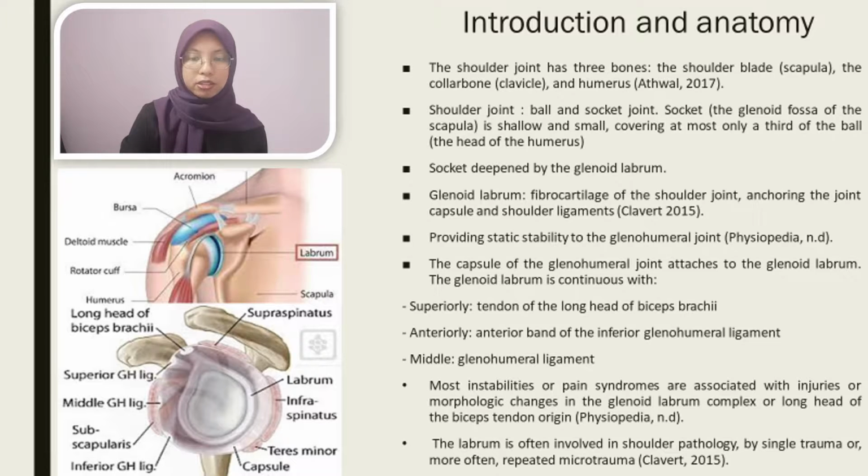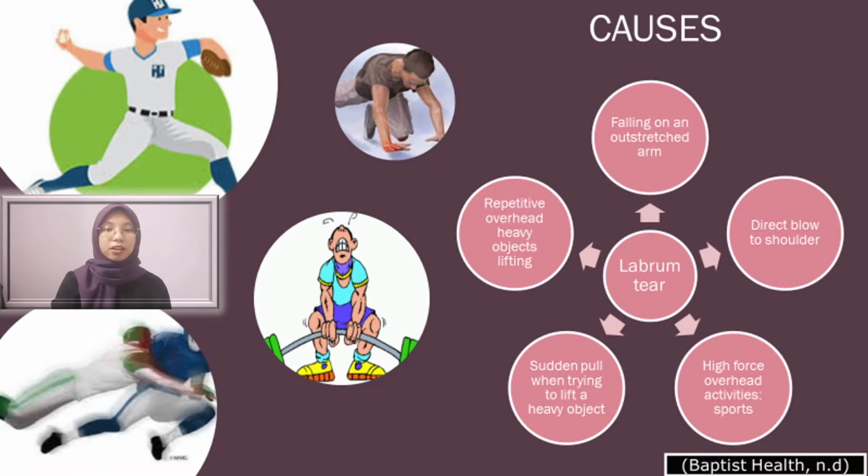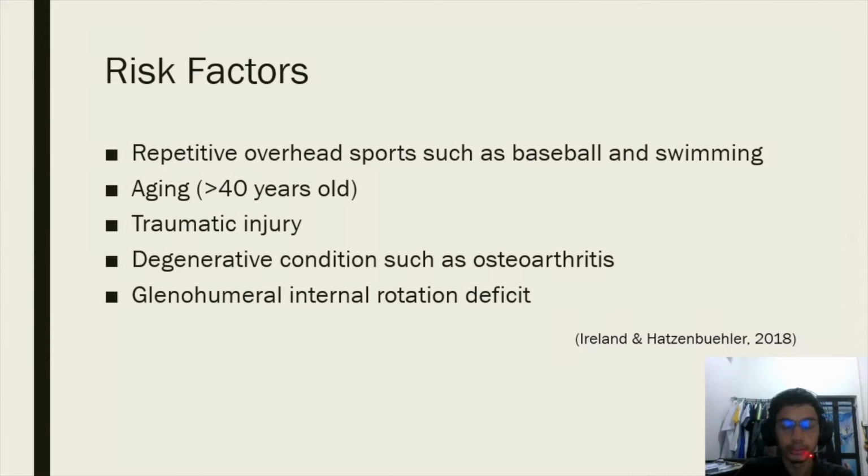Most instabilities or pain syndromes are associated with injuries or morphologic changes in the glenoid labrum complex or the long head of biceps tendon origin. The labrum is also often involved in shoulder pathology, either by single trauma or more often repeated microtrauma. Labrum tears are usually caused by either falling on an outstretched arm, a direct blow to the shoulder, high force overhead activities which usually involve sports activities, sudden pull when trying to lift a heavy object, or repetitive overhead heavy object lifting.